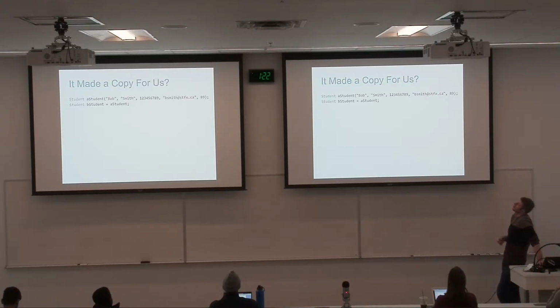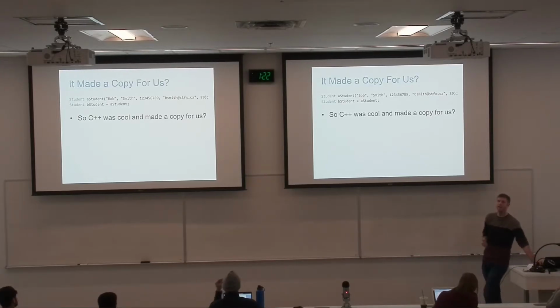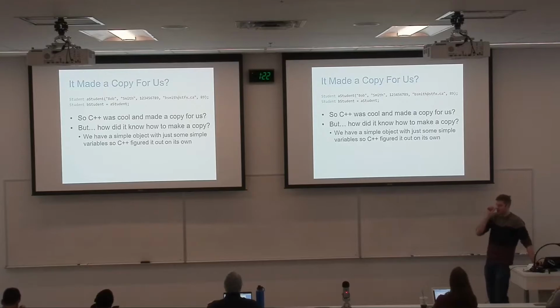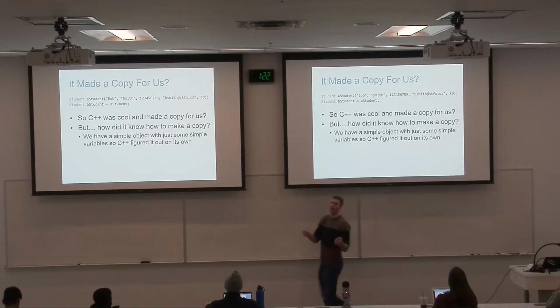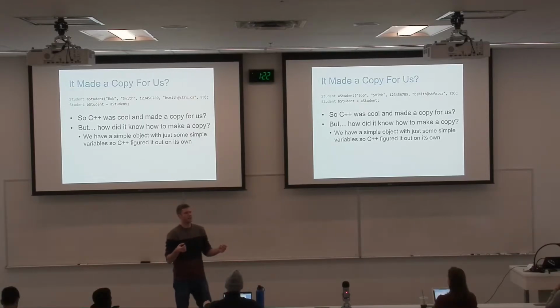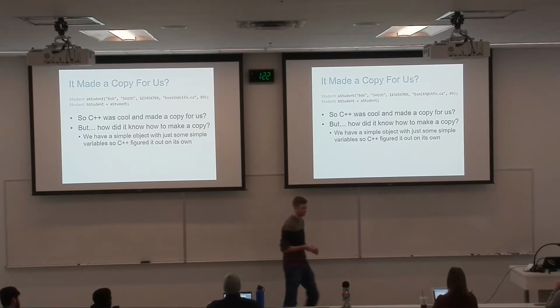So it made a copy for us. In this example, C++ was really cool. It did us a big favor. It automatically made a copy of that object for us. It knew how to do that. But we got really lucky because C++ knew how to do this for us because it's a very simple object. It's a simple object where really the only contents of that object are just primitive type variables. There's strings, whatever. But they're very simple things. It's smart enough to know how to make the copies of those.